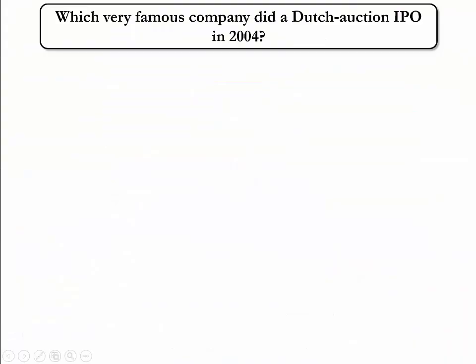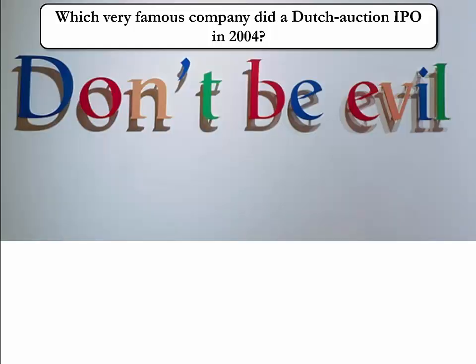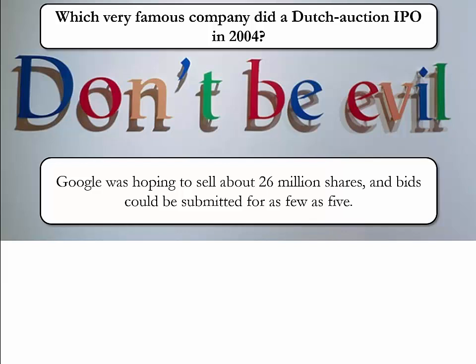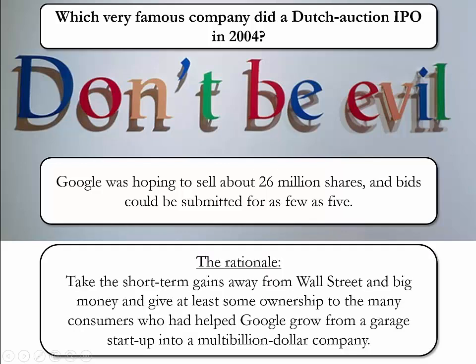There was a very famous Dutch auction IPO in 2004. Can you think which company this might relate to? It was Google. Google was hoping to sell 26 million shares and bids could be submitted for as few as 5. Google was really trying to give ownership to the many consumers that had helped Google grow into the company it had become and to take the gains away from Wall Street.